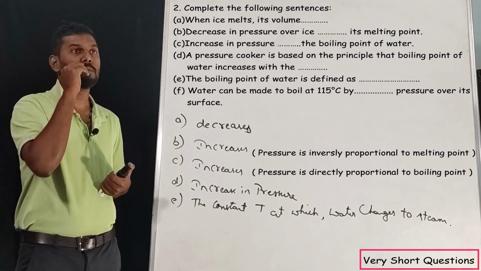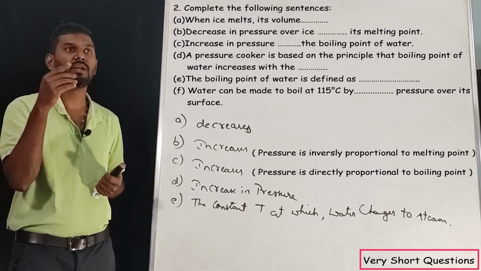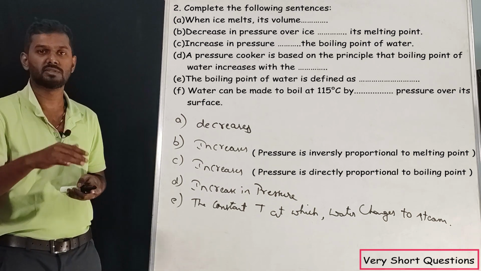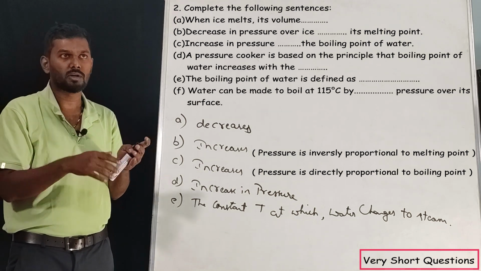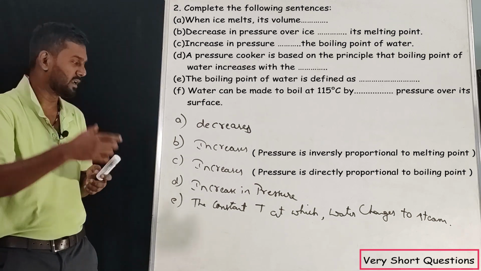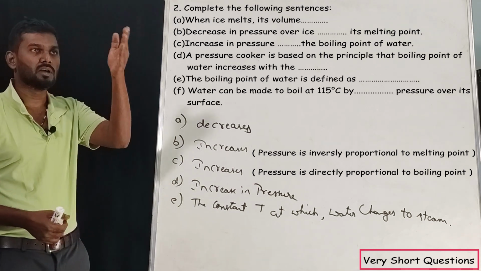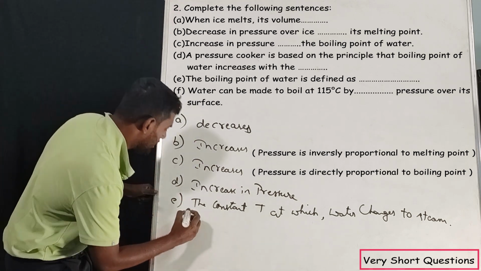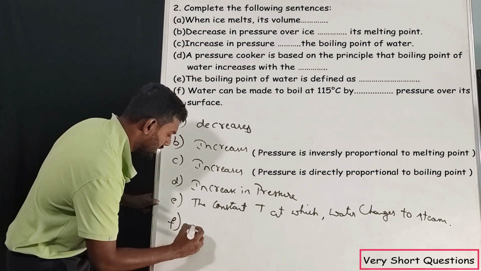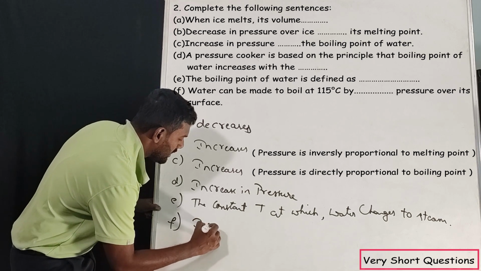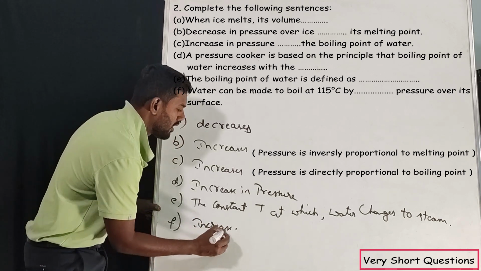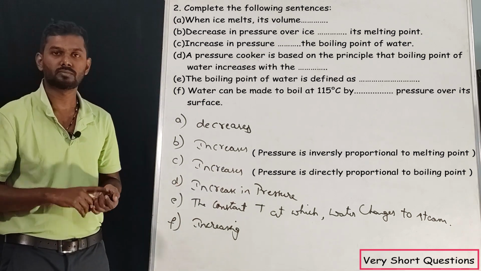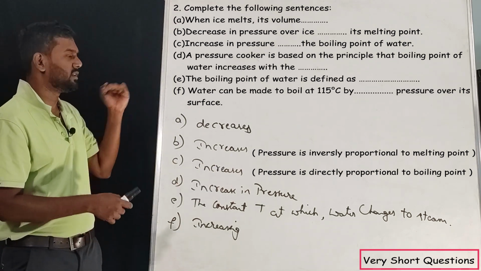Then, water can be made to boil at 115 degrees Celsius by increase in pressure over its surface. If you increase the pressure of water, the boiling point will increase. That is nothing but the third question. The last question is almost similar to the third question. So the answer for the F question will be increasing. That's it. So these are the answers for these questions.